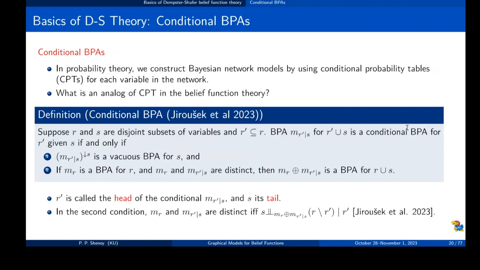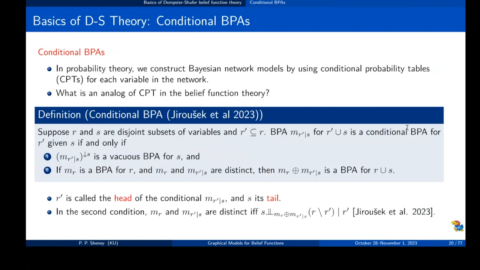The second condition is also important for me. If M R is the BPA for R, and M R and M R prime given S, given as this conditional, are distinct, then I can combine those two and get a BPA for R union S. If R prime is the same as R, I'm not making any assumptions of independence. But in general, I can't build graphical models by having everything. I can't start with X and then Y given X and then Z given X and Y and W given X, Y, Z. I end up with a complete model, a complete graph. You don't have a model because you can't do anything with it. For me, it's a non-model. So typically we build models by not having complete things.